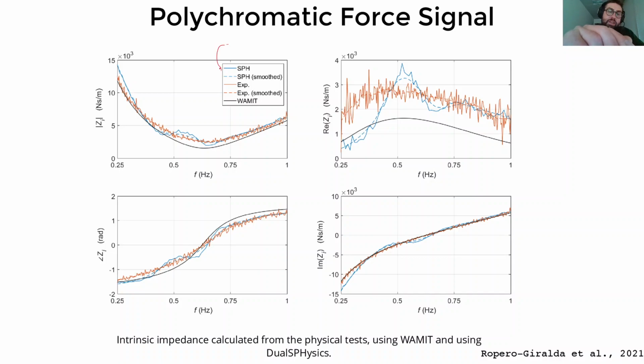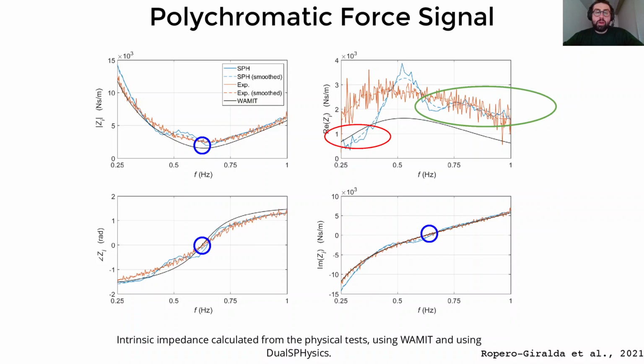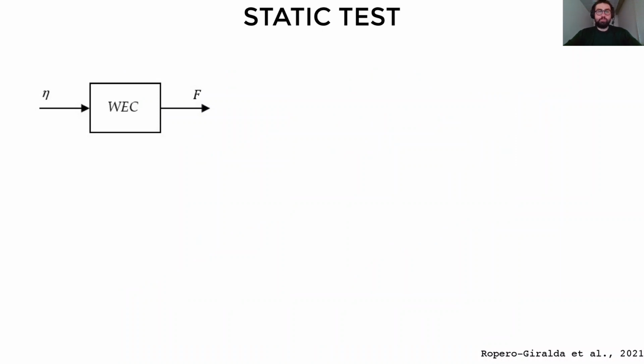Here we compare the SPH results, the results of a WAMIT simulation, and experimental results. These 3 charts show a good agreement, and also the resonance point is clearly identifiable. The real part of this signal gives also other information, and we can see that for high frequencies, the SPH model gives a good agreement, whereas it loses some accuracy for low frequencies. A static test is when a device is perturbed by regular waves.